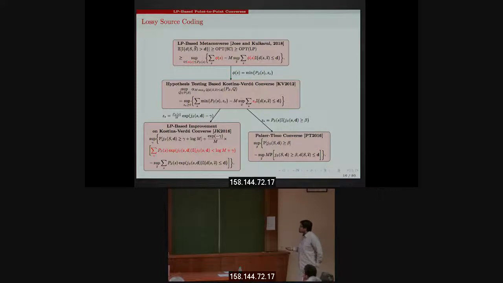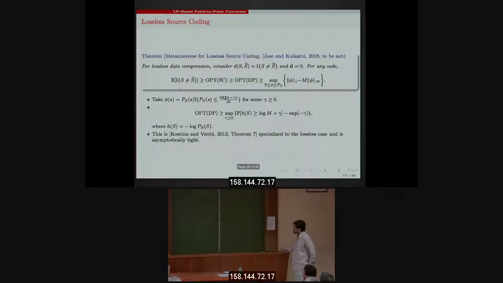For lossy source coding, you get something similar. You get a meta converse. From there, you particularize it in one way. You get this hypothesis testing based converse of Kostina and Verdú, which you can particularize in two different ways, and you again get one Kostina-Verdú converse, another Palzer-Timo converse.